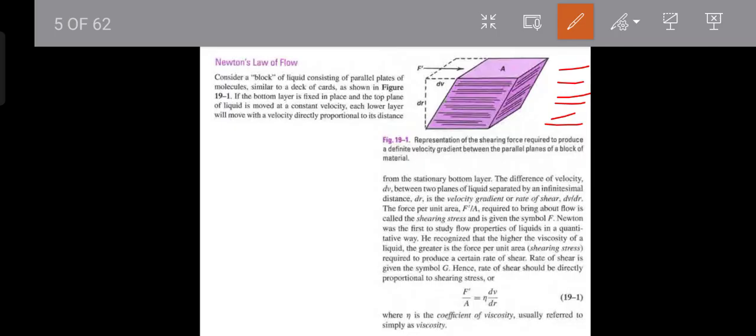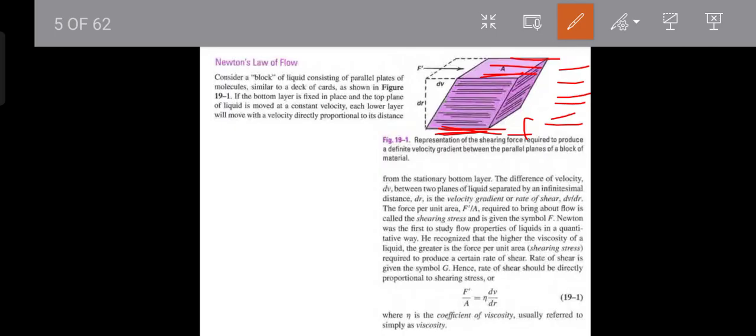The molecules of this liquid are like a deck of cards, shown in figure number 19.1. If the bottom layer is fixed and the top layer is moved at constant velocity, each lower layer will move with a velocity directly proportional to the distance. The lower surface will have some velocity and the top surface also has some velocity, but the velocity is not the same. The bottom portion is left behind from the top portion. What is the reason behind it? Due to the viscosity, resistance.